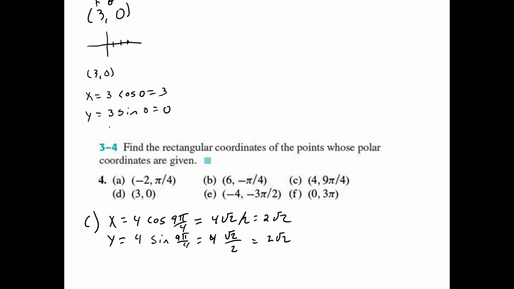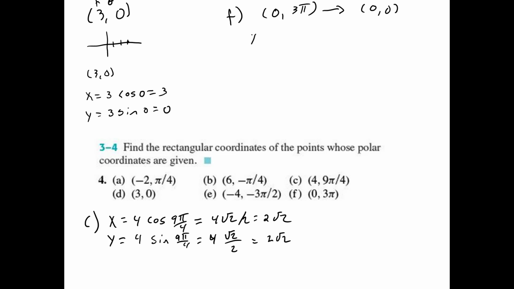Okay, so 0, 3 pi. So let's just look at f. And we have 0 comma 3 pi. And 0 comma 3 pi, again, r is 0, so that means you're at the pole. There's absolutely no need to use the formulas. Those become the pole, 0, 0.